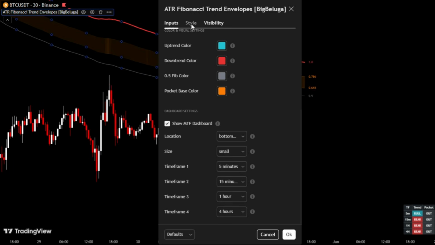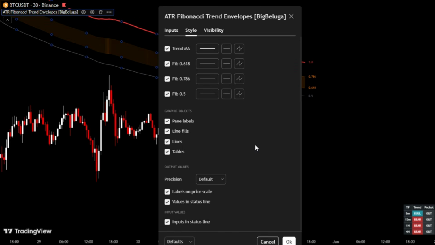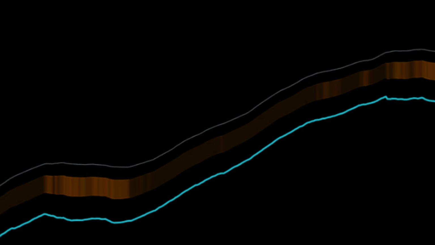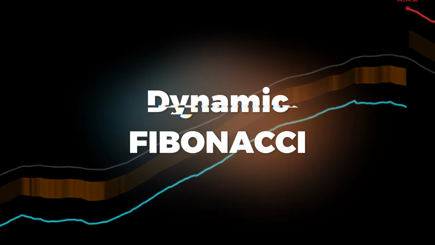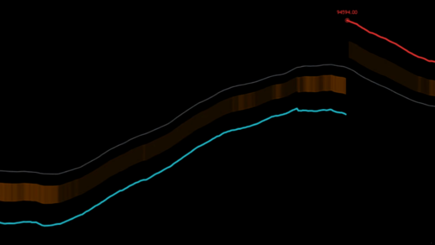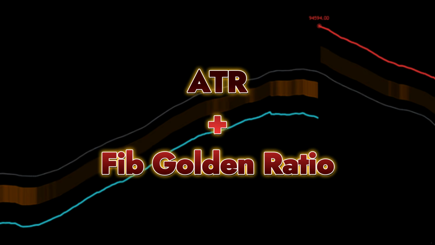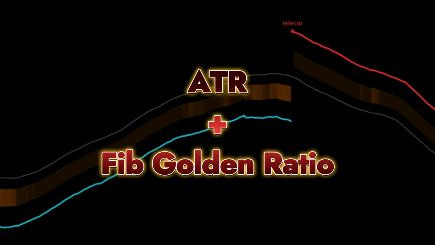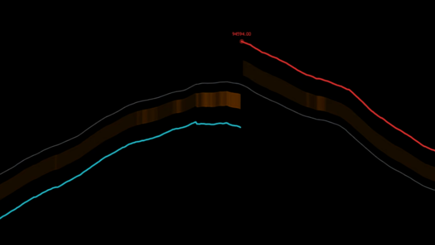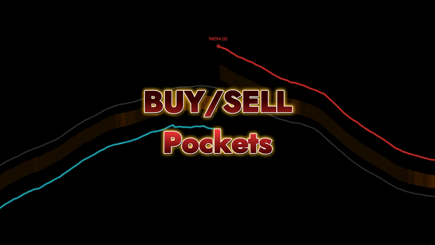If you move over to the Styles tab, there isn't much that needs changing. Most of the visual settings are completely optional and come down to personal preference. What makes this indicator different is that it's a dynamic Fibonacci tool rather than a traditional static one. It combines the volatility measurement of the average true range with Fibonacci calculations to highlight areas where price may react during an existing trend. These areas are called pocket zones.